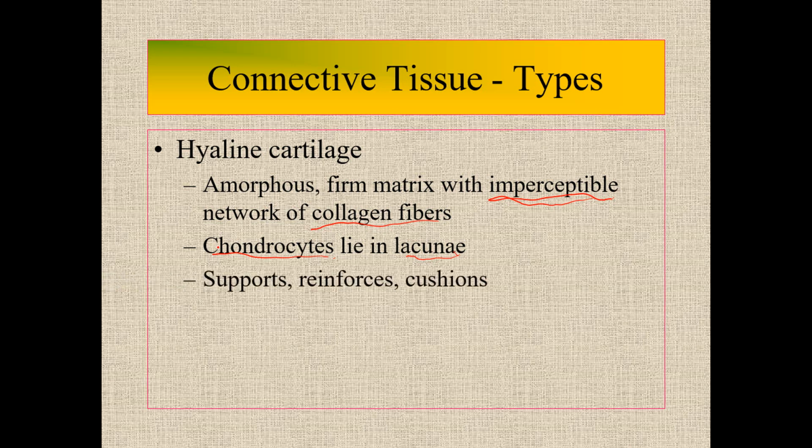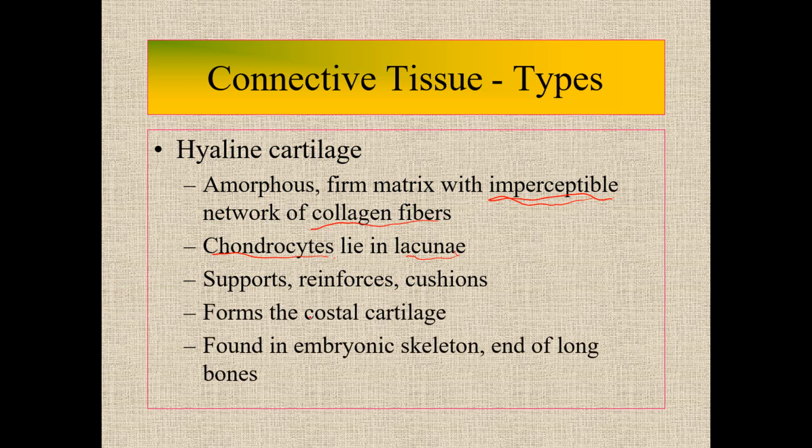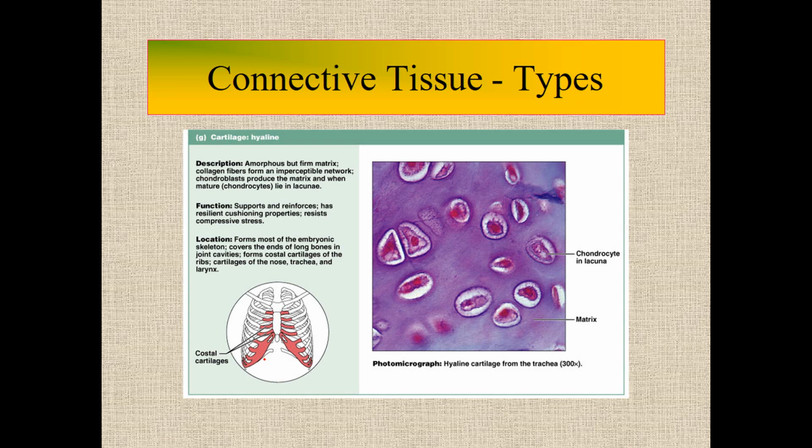So it's going to support, reinforce, and cushion. The places that we're going to see it: costal cartilage, where the ribs attach to the sternum, there are these little bits of cartilage. That's the costal cartilage. It's found in the embryonic skeleton and in the epiphyses, or the ends of long bones. Still within this unit, we're going to be talking about the structure of long bones, so hopefully that will reinforce where hyaline cartilage is found. This is a relatively easy one to detect. Here are the lacunae, the space, and in there is the chondrocyte. And all of this is the ECM. As I was saying, where the ribs attach to the sternum, there are these bits of cartilage called the costal cartilage.